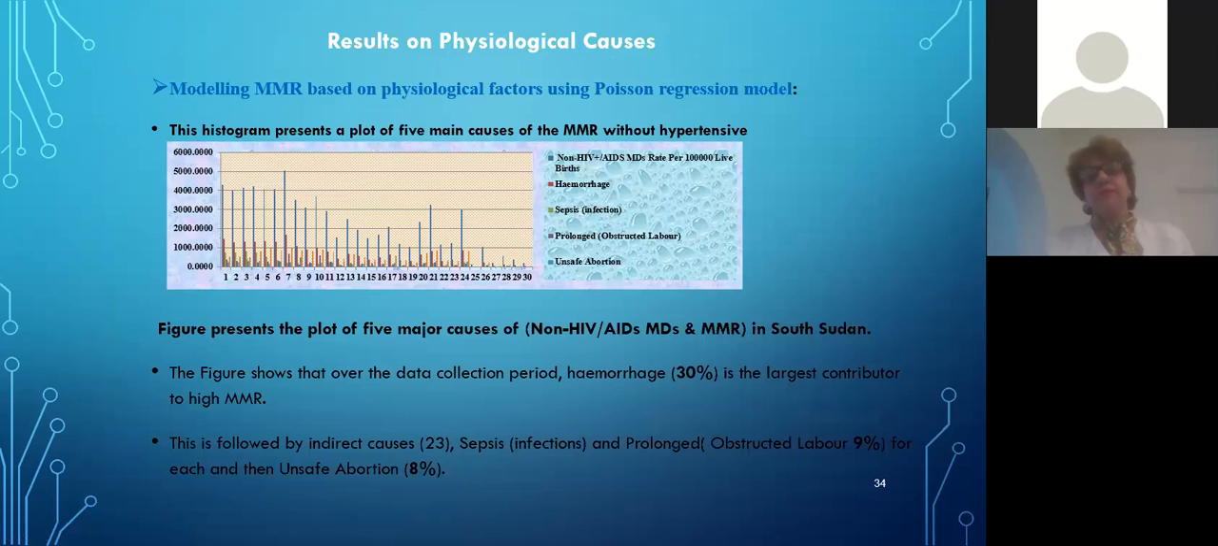Then we move to the physiological causes, and again, the data that we collected, we did some histogram thing, and we could see from the collected data that 30% of the deaths are due to hemorrhage and about 8% to unsafe abortion, and these were the two that we considered to work with.